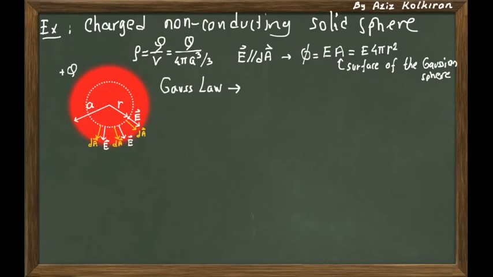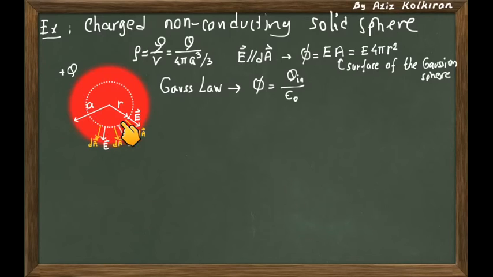And the next thing is we apply the Gauss's law. The Gauss's law says this flux must be equal to the charge inside this Gaussian surface divided by epsilon 0. So the next step here is to determine the charge which is located inside this hypothetical Gaussian surface.